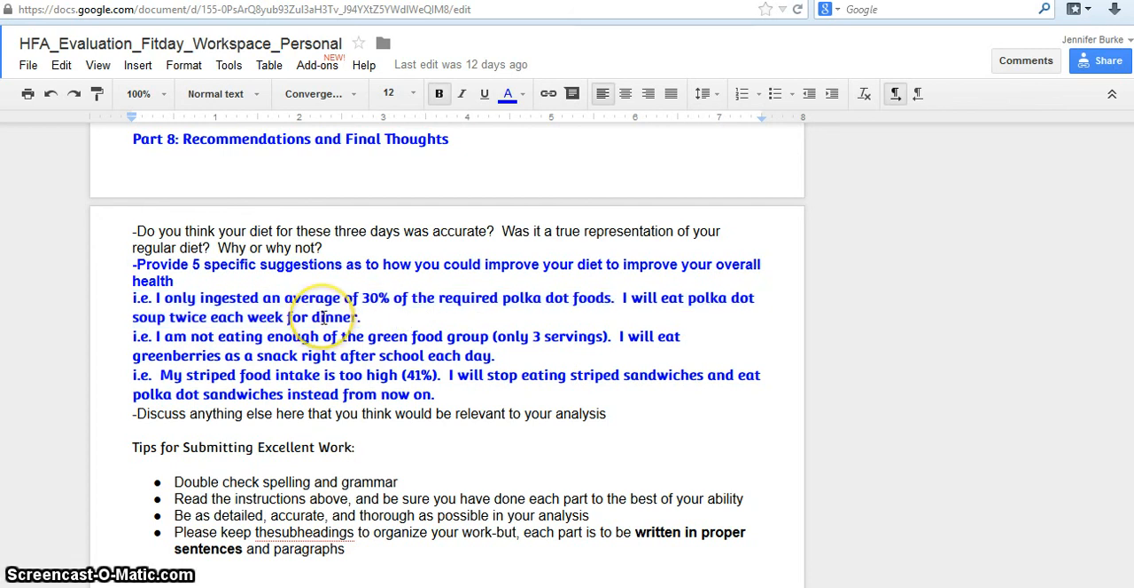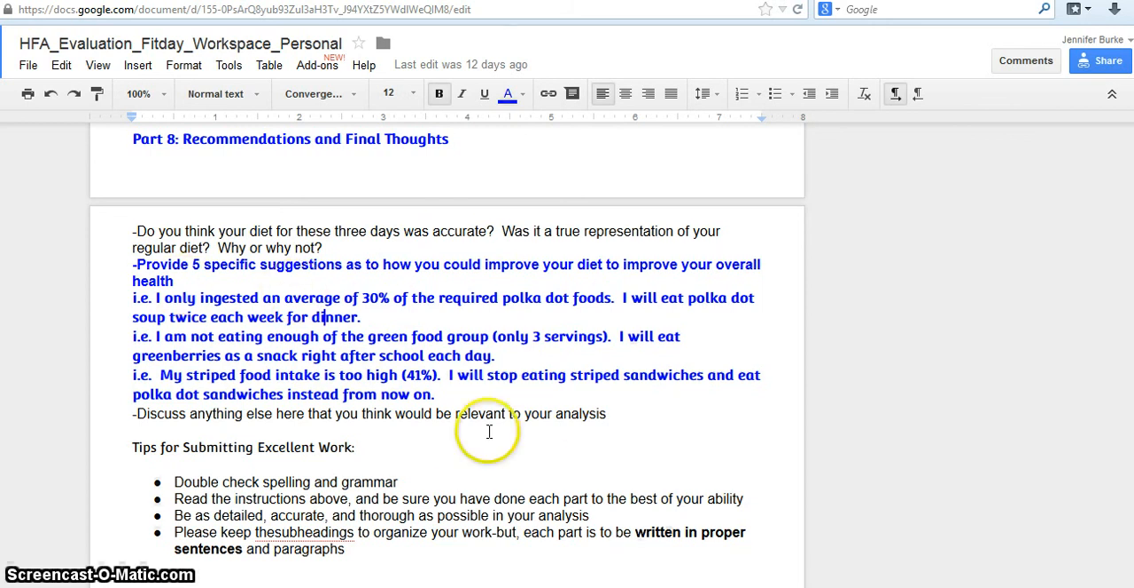So saying I'm low in grains, I need to eat more grains is not good enough. I'm low in grains, give me the number. What was your average intake? It was only 3 when I needed 6, for example. Then explain how you're going to fix that. What are you going to do differently? I am going to have 2 slices of toast every morning for breakfast. Done. That would be 1.